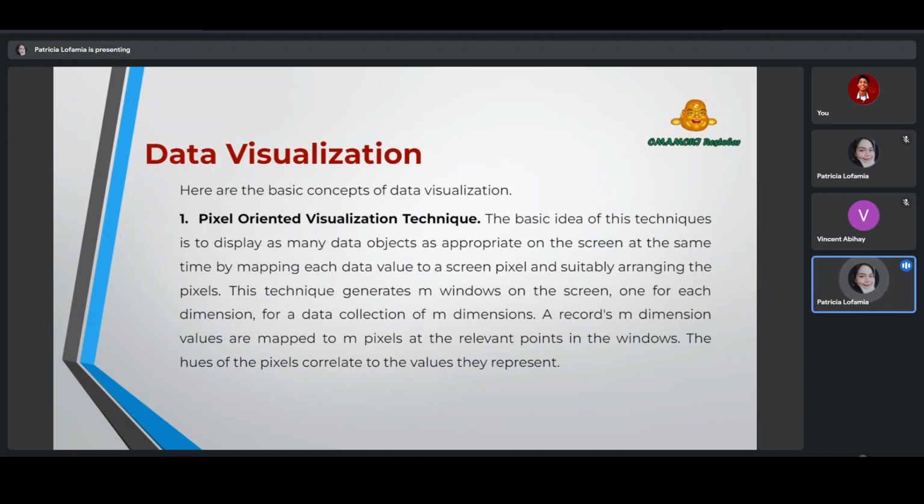This technique generates m windows on the screen, one for each dimension, for a data collection of m dimensions. A record's m dimension values are mapped to m pixels at the relevant points in the windows. The use of the pixels correlates to the values they represent.